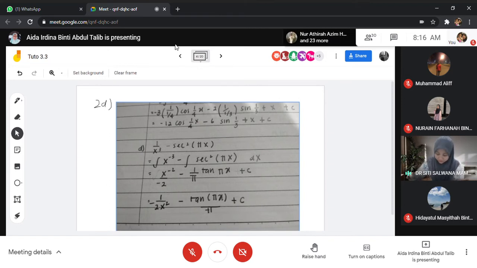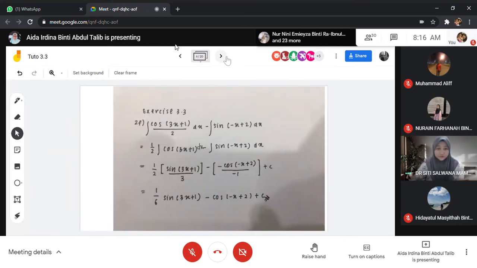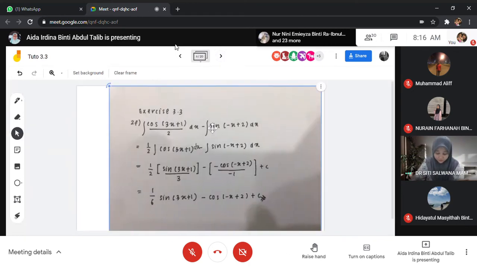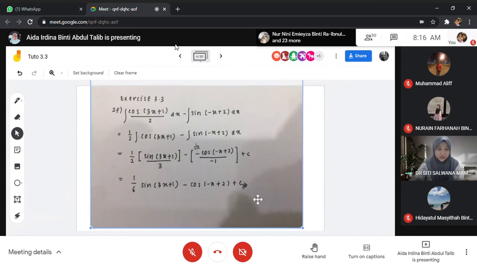Okay, boleh. Okay, so yang ni actually dia simple je. That is 2D. Okay, next. 2F.